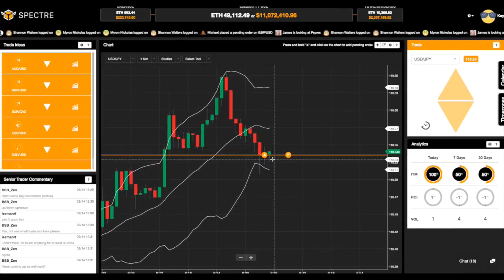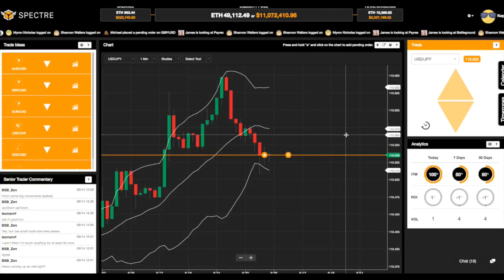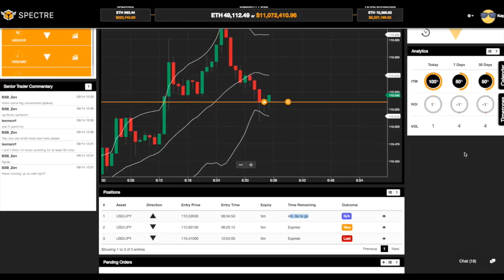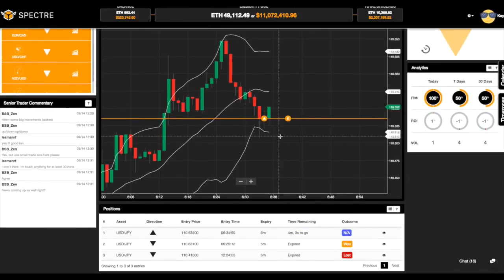You can see the live market price. This is what I love about Spectre. It's so visual. It's so easy. And you can see here the amount of money I've allocated. It's a US dollar Japanese yen trade. The entry price was 110.535. That's verified on the chart. This was my entry time. The expiry is 5 minutes, and I have 4 minutes remaining to go. All right, so far it's looking good. And remember, it's 75% payout on this instance.